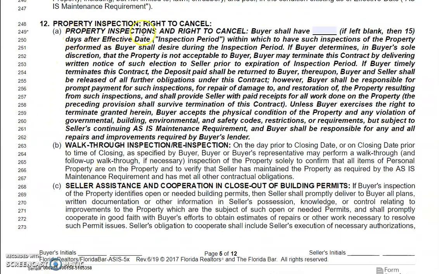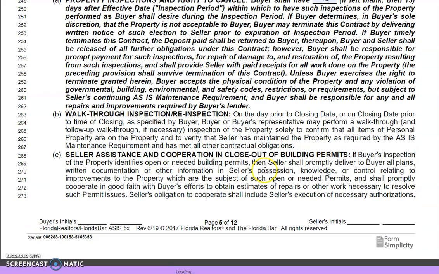Okay, property inspections. This is a way that the buyer may do any inspections, by a professional person or by himself. I'm going to put 10 days, so they can check that everything's in working condition. They have 10 days to do that.